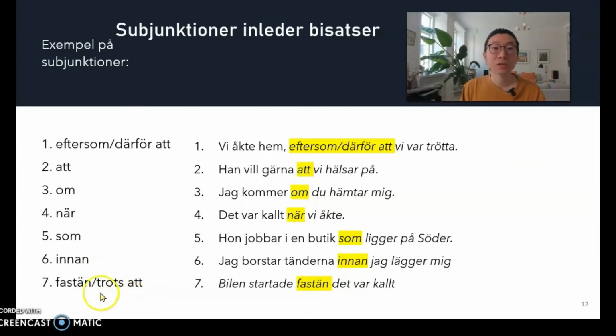You can start a sentence with trots att, although, but you can only place fastän, though, in the middle of the sentence structure. And also in spoken language, i talspråket, fastän becomes always fast. So maybe you hear it already. People say fast, jag vet inte. Det betyder I don't know though. So in spoken language, fast, which comes from fastän, is actually used as but.